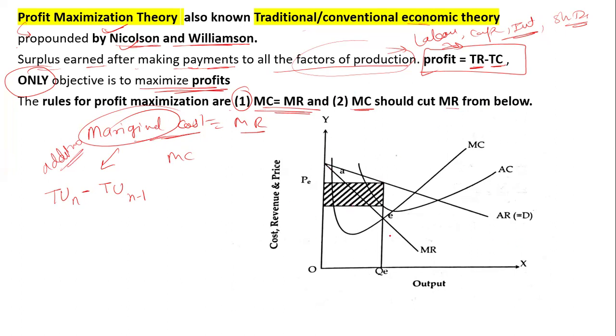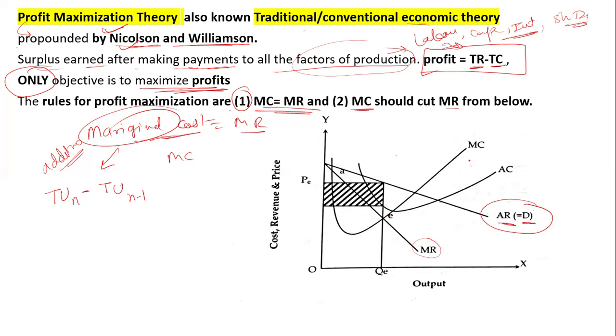In this diagram, you just have to keep in mind that AR, average revenue, is nothing but a demand curve. You know that the demand curve slopes downward. So average revenue is a demand curve. And this is the marginal revenue. It is on the left side of the average revenue, and it goes steadily downward as compared to average revenue.